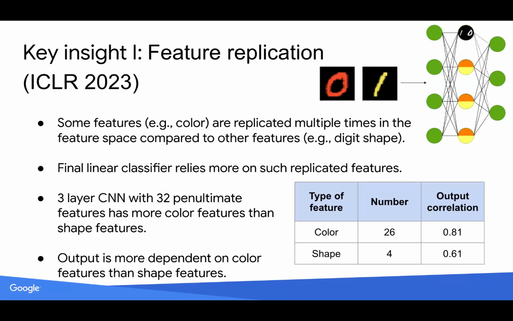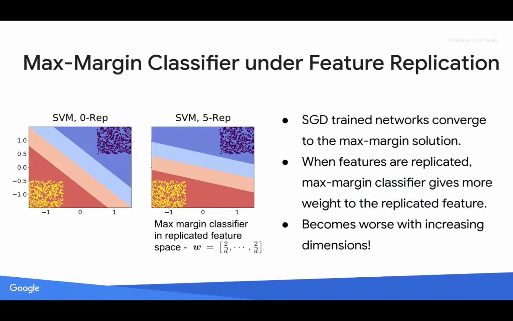Let me try to illustrate this through a simple example as well. If we have these yellow and blue data points of different classes in a 2-dimensional data set and we train a linear classifier, the max margin classifier is one that goes exactly between them and maximizes the distance of all data points to the decision boundary. Whereas if you have feature replication, meaning that the y coordinate is replicated 5 different times, we are now in a 6-dimensional space, and we are doing linear classification where the second to sixth coordinates are nothing but a replication of the y coordinate.